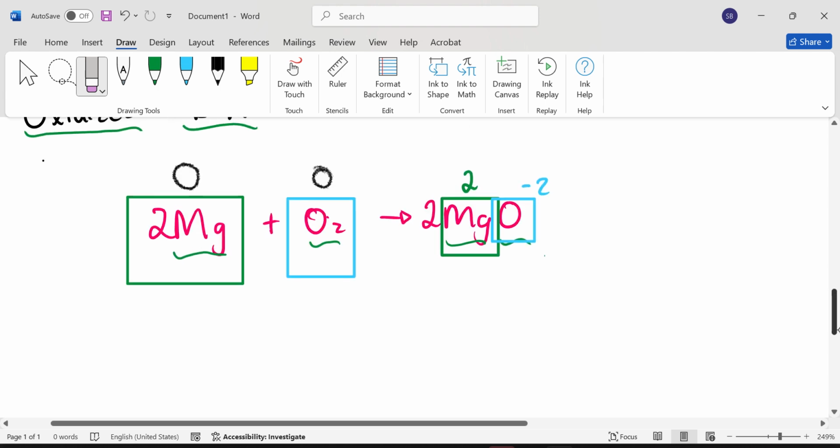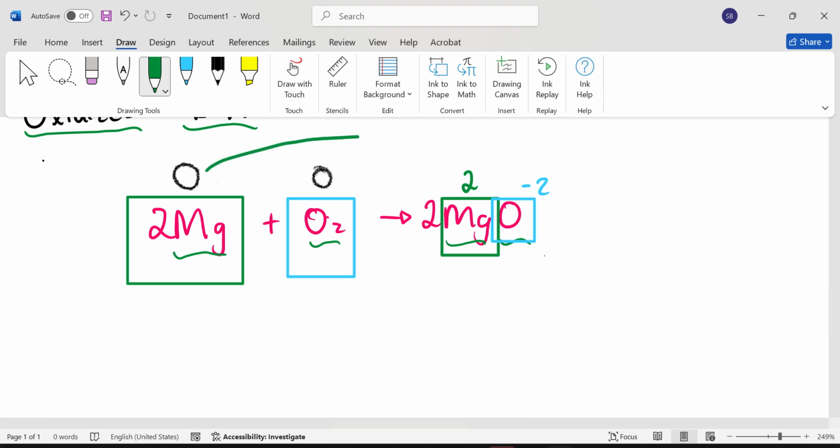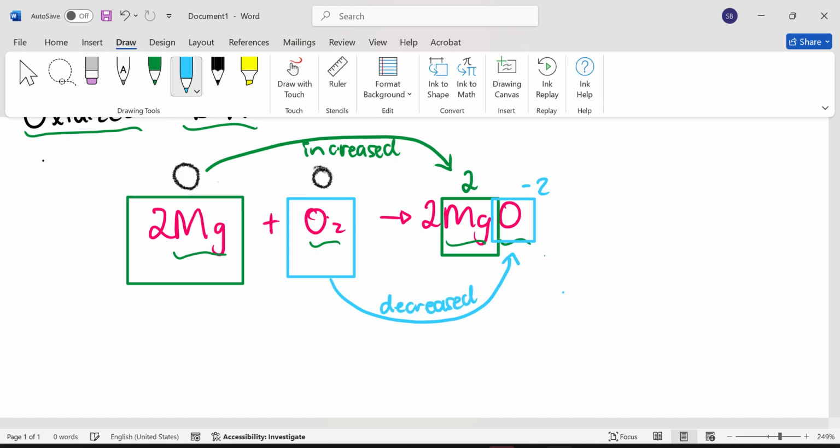You then notice that the oxidation number of magnesium went from 0 to a 2. Now, what do you think happened? Did it increase or did it decrease? Yes, the oxidation number of magnesium increased, right? And we look at oxygen, we notice it moved from a 0 to a negative 2. Did it increase or decrease? Yes, it basically decreased. Hope you guys are seeing this.